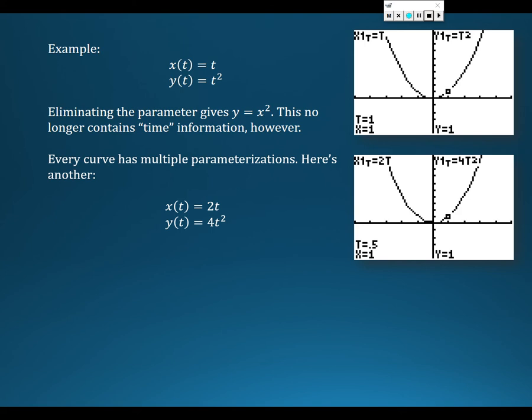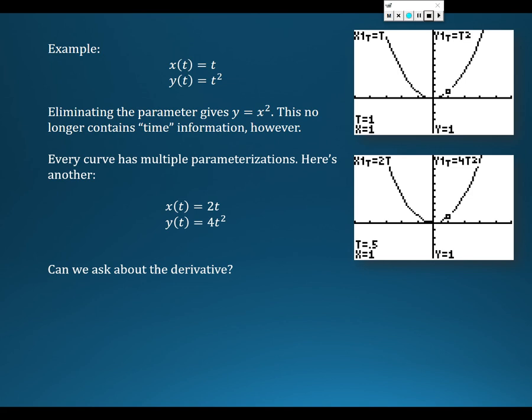But notice now, what's different? Well, we're at the point (1, 1) when t is 0.5. So there's a sense in which you're moving more slowly along this curve. I want to make sure you're thinking about parametric equations in this form.